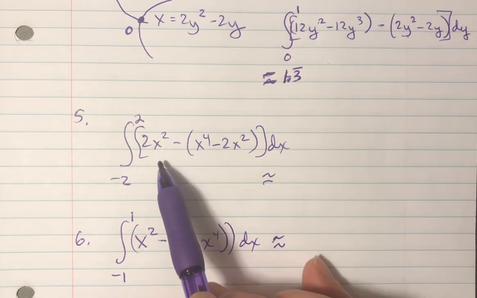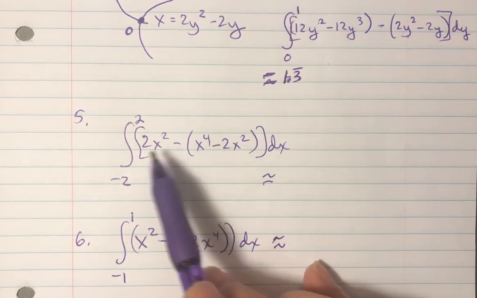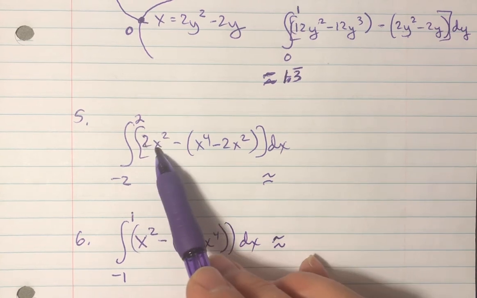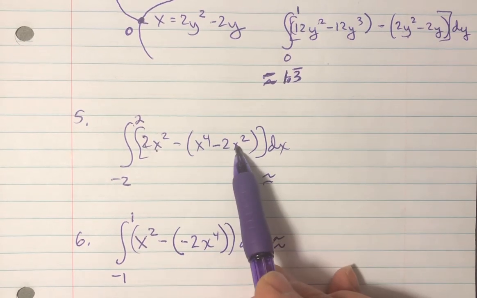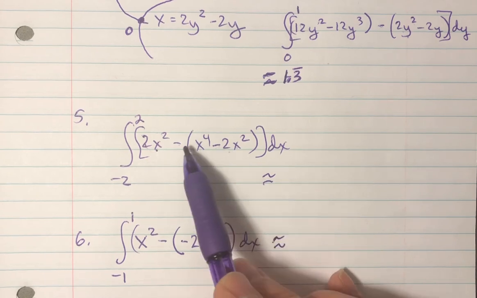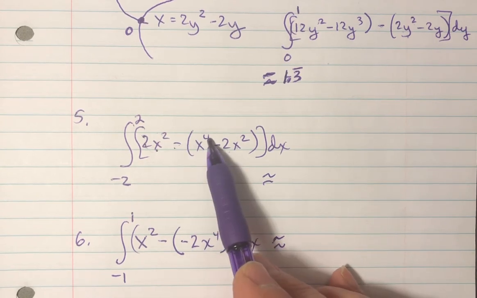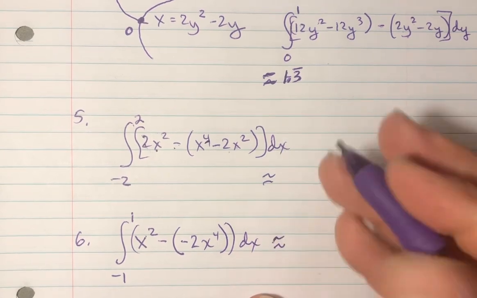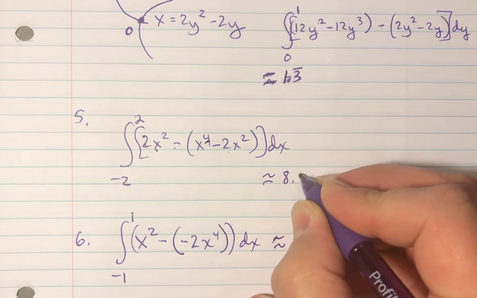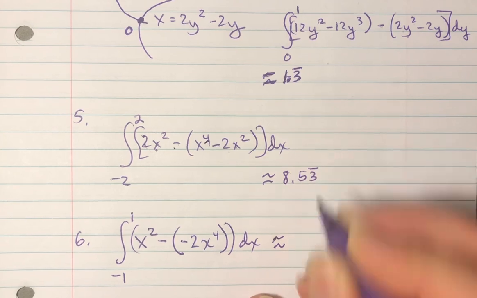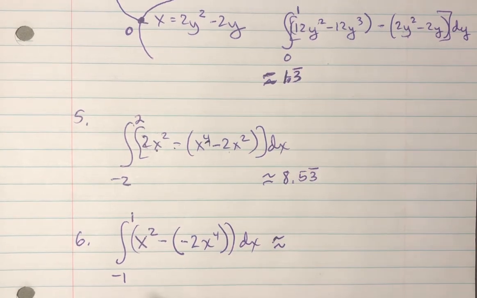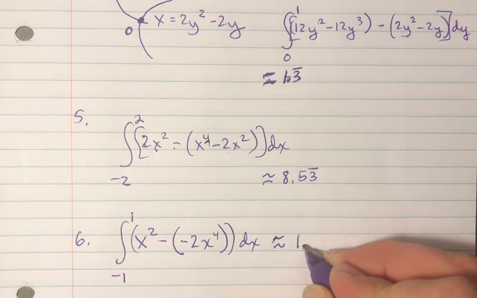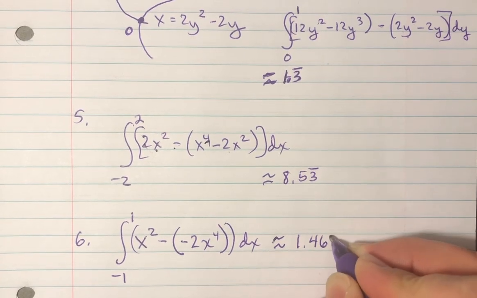Number 5, we could combine like terms here, and if we did that, we would get 2x squared minus a negative. That would be 4x squared minus x to the 4th. And for number 5 then, you should get about 8.53. And for number 6, you should get 1.467.